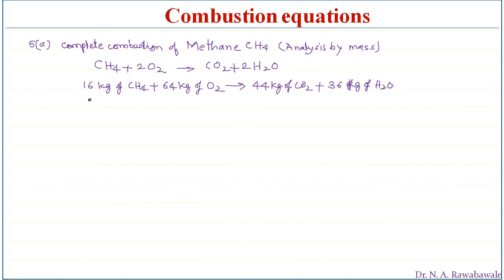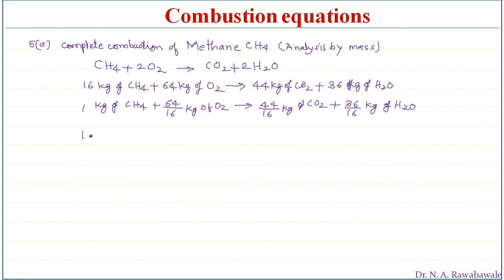Dividing the complete equation by 16, we get 1 kg of methane is burned in presence of 64 divided by 16 kg of oxygen, producing 44 divided by 16 kg of carbon dioxide plus 36 divided by 16 kg of water.